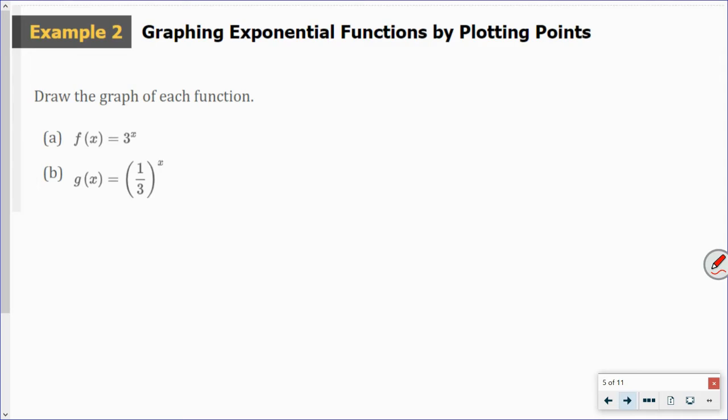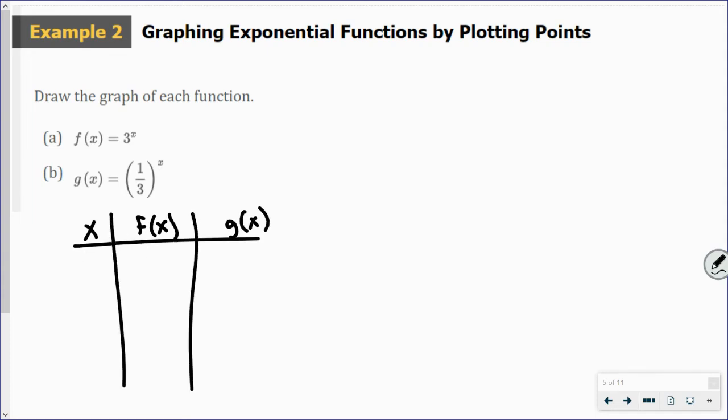Okay, draw the graph of each function. Now here you can see that these both are parent functions, but they're reciprocals of each other. I have 3 and then I have 1 over 3. So if we make a table here, we're going to say x, f of x, and then g of x. So we're going to use the same x values. So we're going to have -2, -1, 0, 1, and 2. I'll do f of x in blue here.